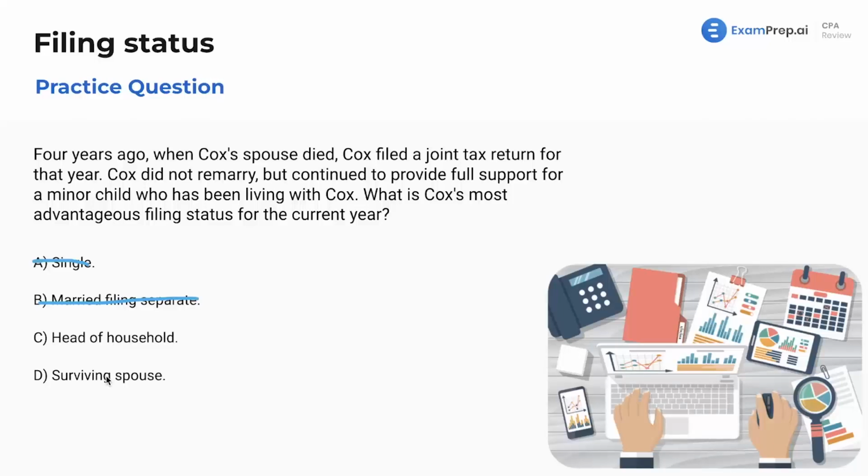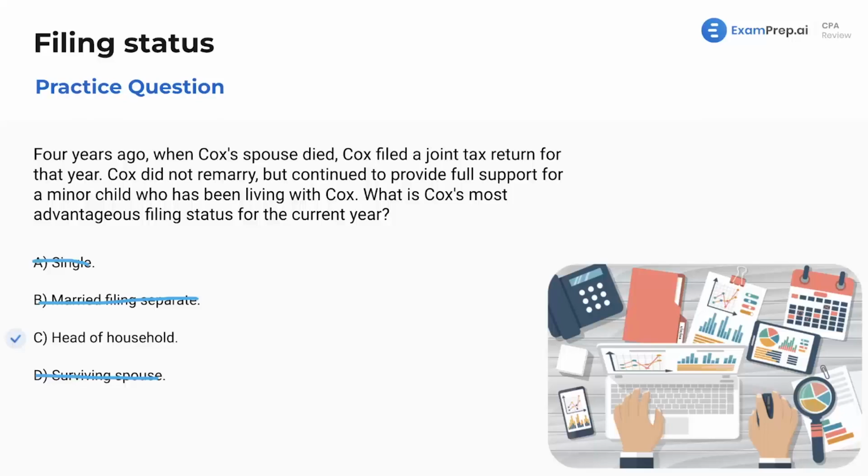Now let's think about that. This happened 4 years ago. We know the rules for surviving spouse. Well, those rules are not 4 years. You need to do that in a much more recent period than 4 years. So in this case, we are going to simply need to choose the head of household. That will be our final answer here, letter C. And that's our most advantageous status.